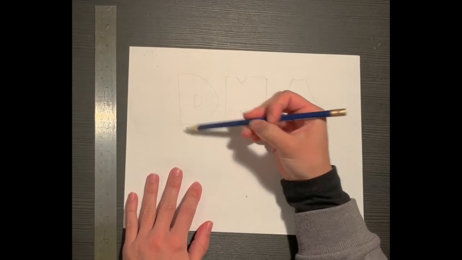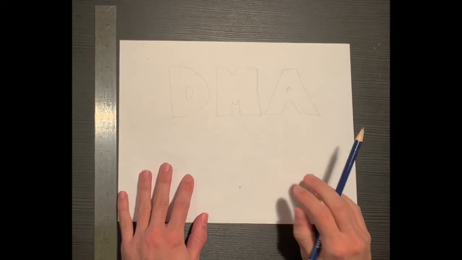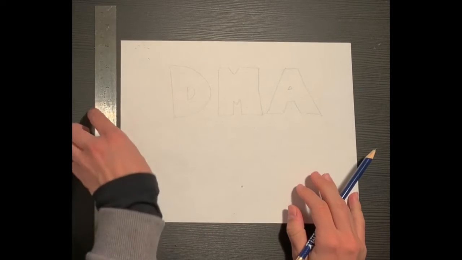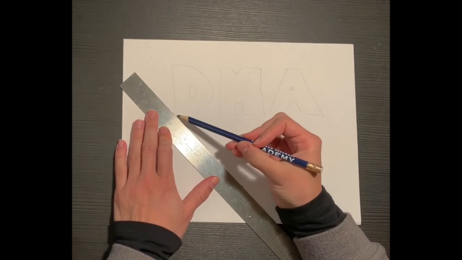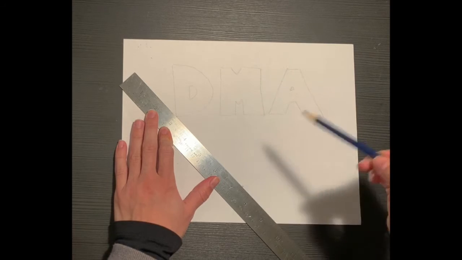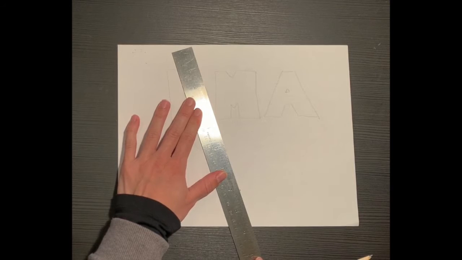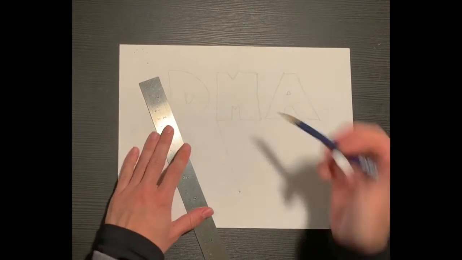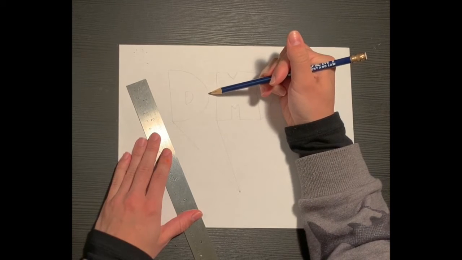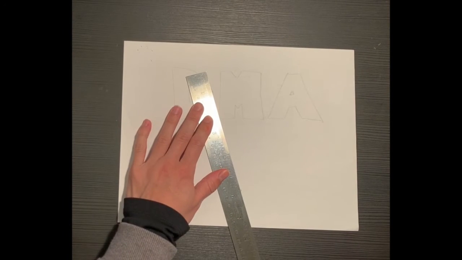And now remember, every point in your letters, we're connecting to the vanishing point. So I'm going to take my ruler and really lightly connect the edge to the vanishing point. So for this D, even though it's a curve, I'm going to say that this is the edge of that D, that furthest point out there.